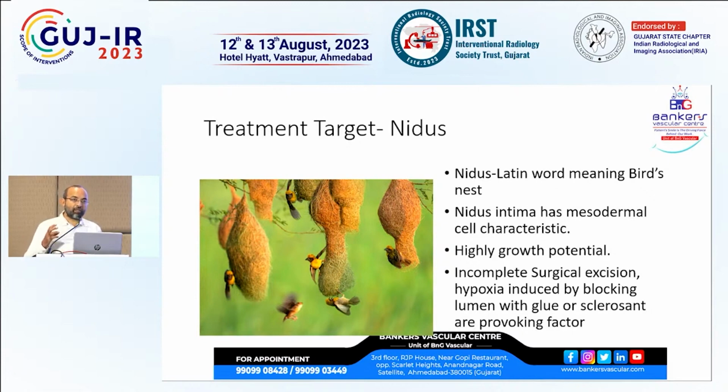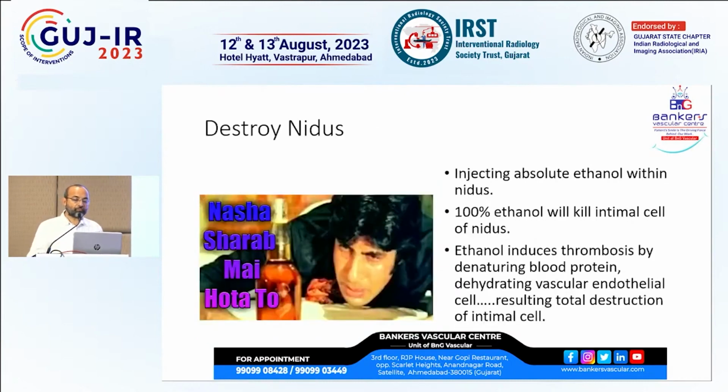So temporarily there may be some size reduction of the vascular malformation, but the nidal cells are alive, and blocking the lumen causes hypoxia. Hypoxia itself creates more new angiogenesis. So surgical excision, glue embolization, or sclerotherapy, most of the time it fails in the long term. So what should we do?